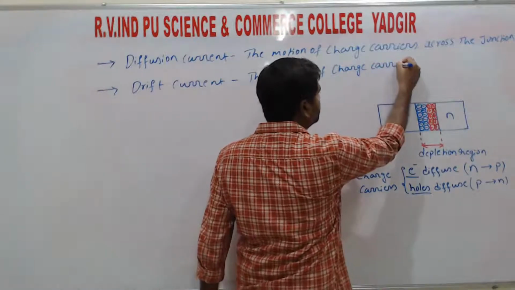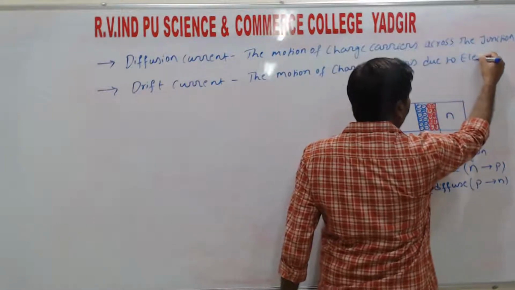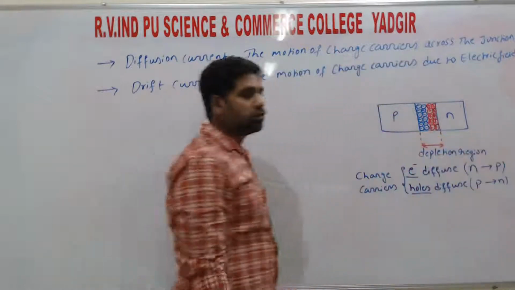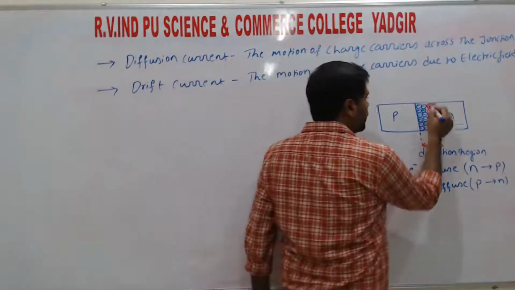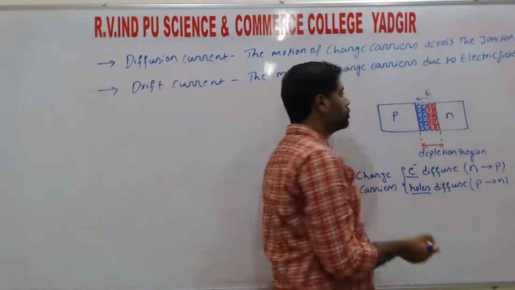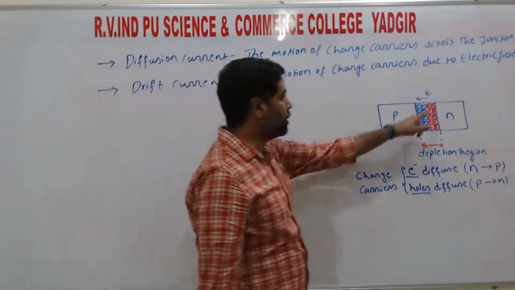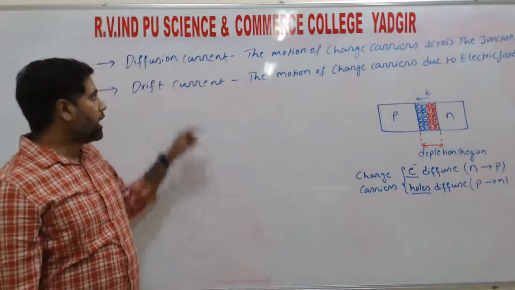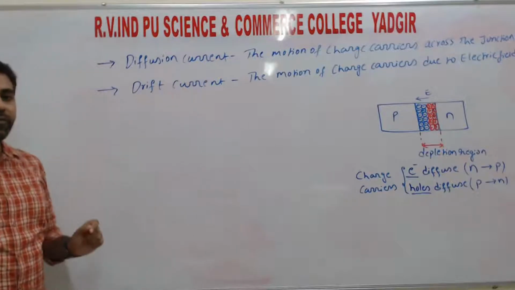Next, drift current: the motion of charge carriers due to the electric field. Here the electric field is from plus charge to minus, that is, positive to negative. The electric field is denoted by E, right? So we have two currents, one is diffusion current and another one is drift current, right?